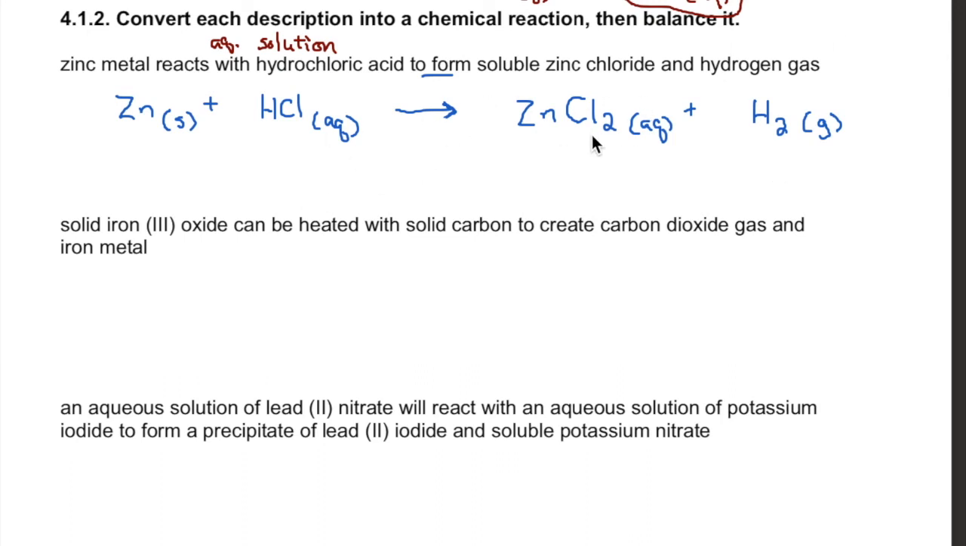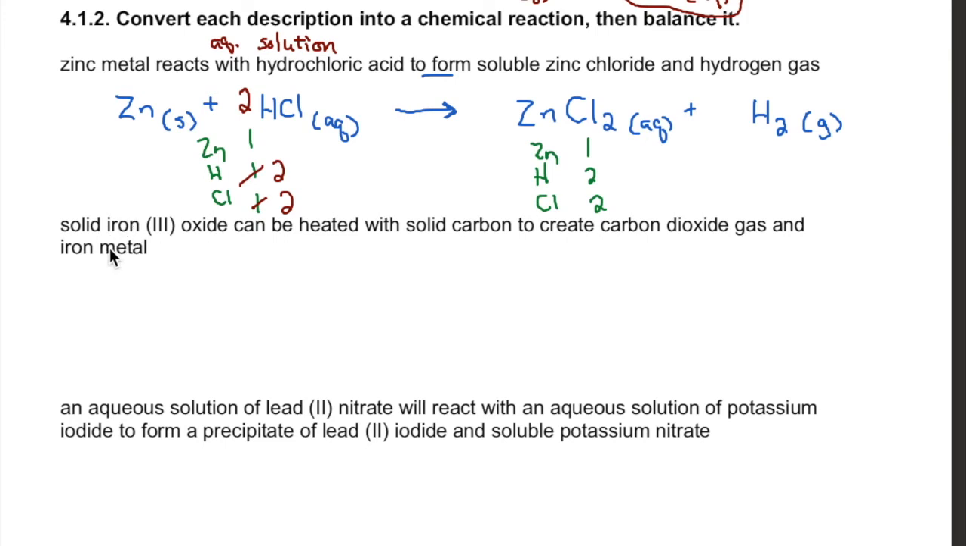Now that we have all the formulas written correctly, we need to balance the reaction. Okay, so the zinc is looking all right, but the hydrogen and chlorine, we need another one over here on the left. So let's put a 2 in front here. That will give us 2 hydrogen and 2 chlorine atoms, and so now it is balanced.